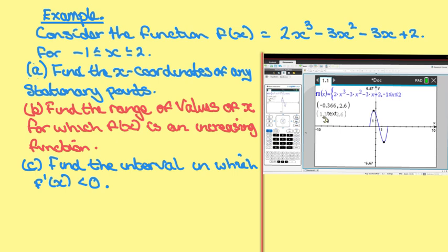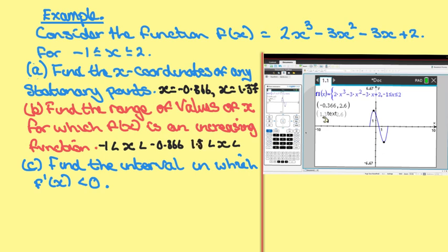I now have all the information I need to answer all three parts of this question. Part A, the stationary points. Well, the stationary points are when x is equal to -0.366 and when x is equal to 1.37. The function is increasing in two parts. It's increasing when x is between -1 and -0.366, and when x is between 1.37 and x is 2.